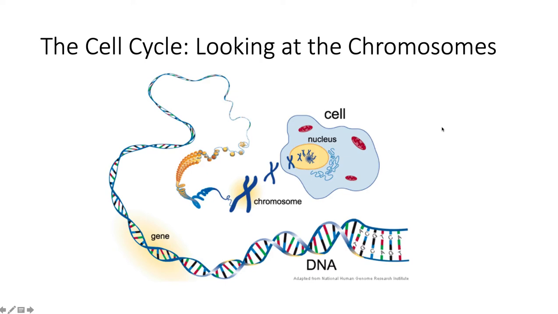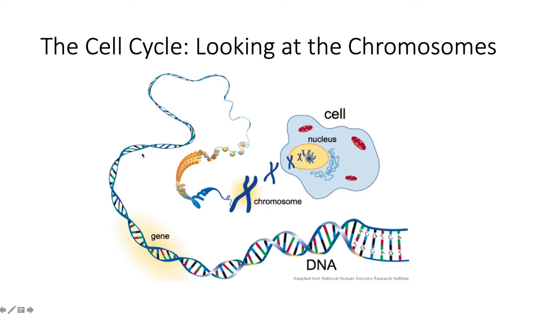So before we look at the actual division of the cell, I wanted to show you an orientation of chromosomes and DNA and the nucleus and the gene and how they're all related. If you look at this diagram, the DNA here, deoxyribonucleic acid, you see the sides, the phosphate and sugar sides, and the nitrogen bases. They are in a nice long strand. Here it's showing what a gene is. It's a little section of DNA.